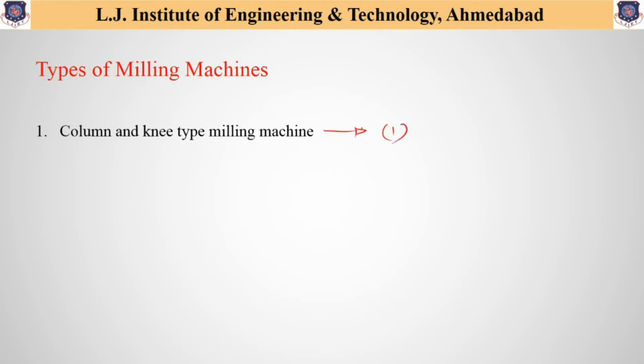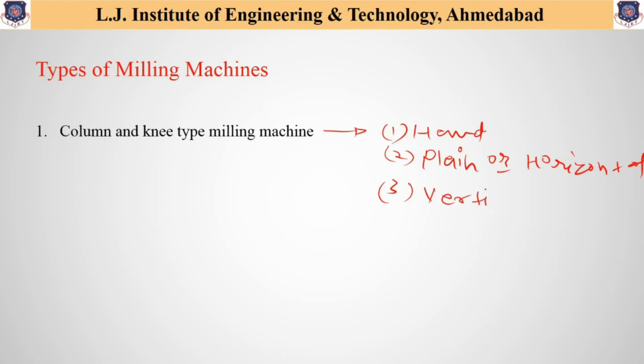in different types of machineries, from which first one is hand milling machine. Similarly, second one is plane or horizontal milling machine. Third one, that is the vertical milling machine. And combination of above two, maybe horizontal and vertical, that may lead us to another two types.